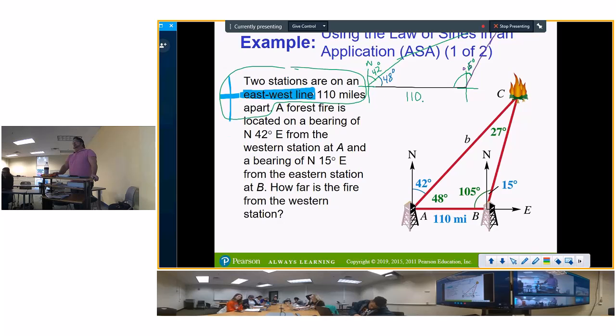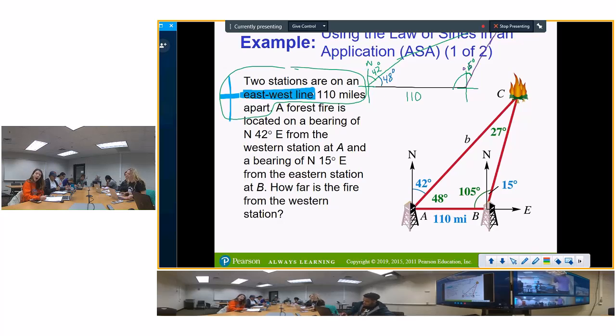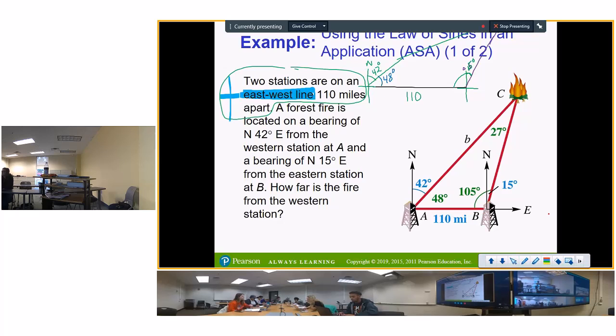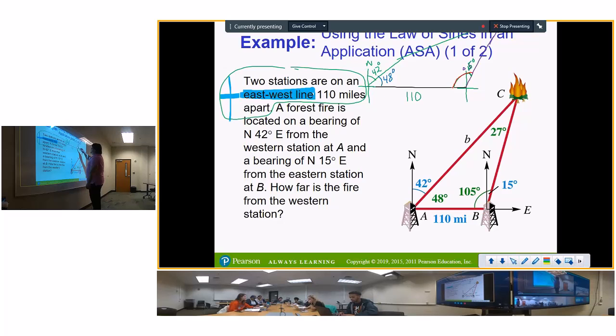All right. What I was saying is this is 15 degrees. Then what's this angle right here? 105, Hubert. Thank you.